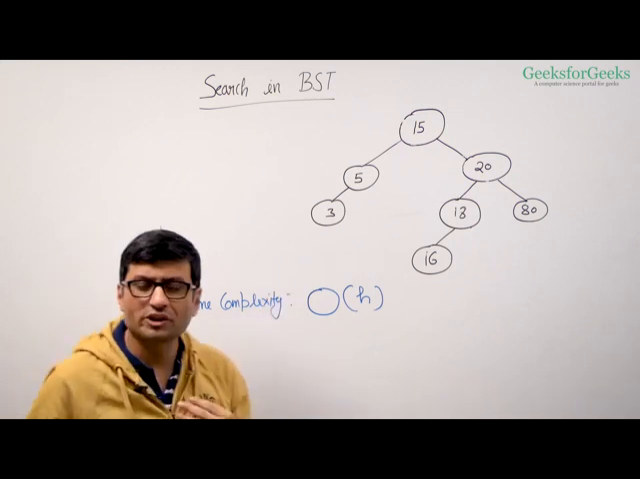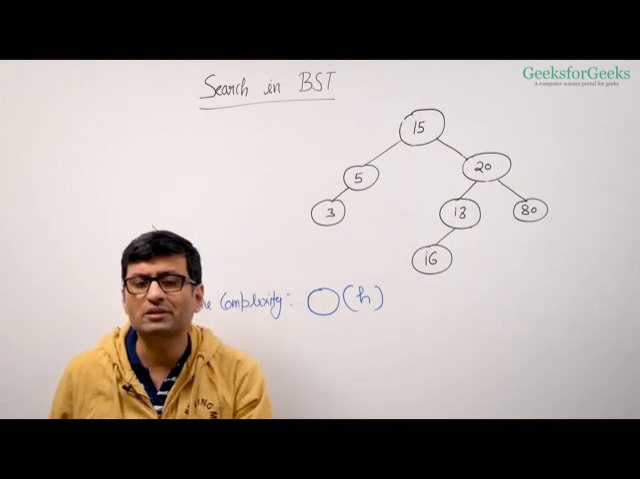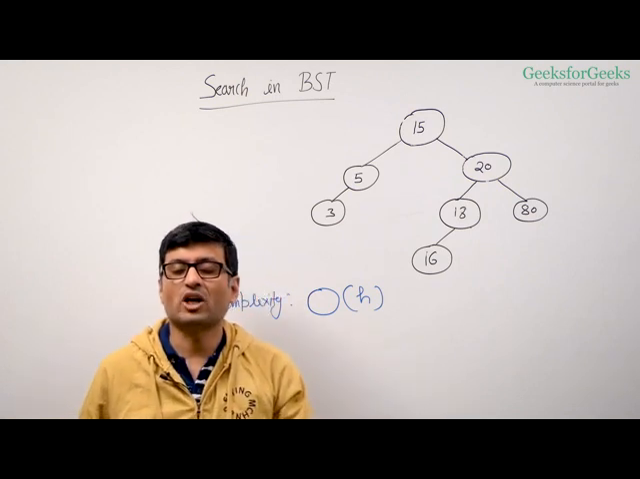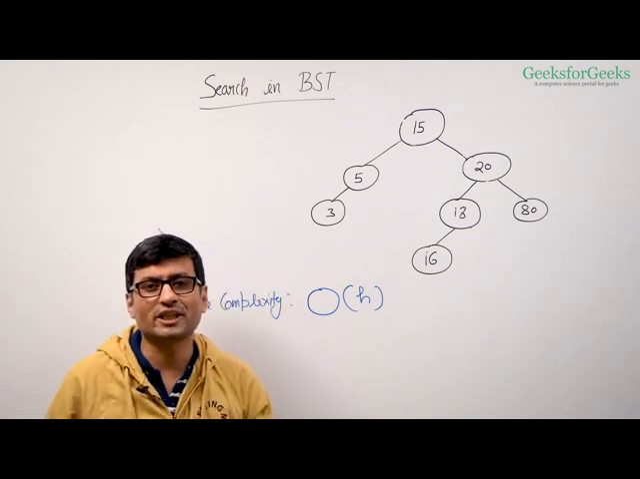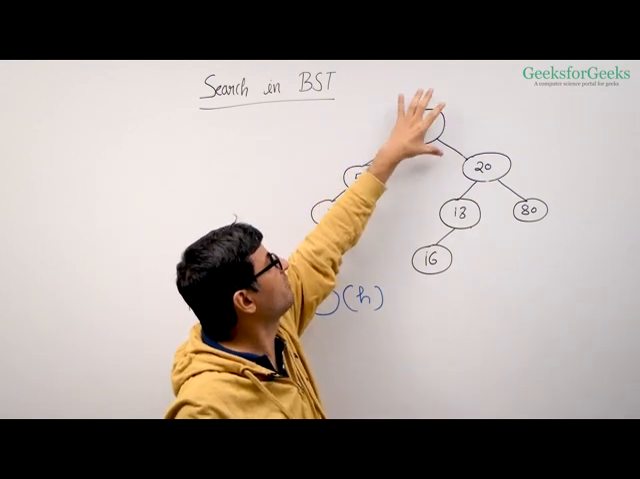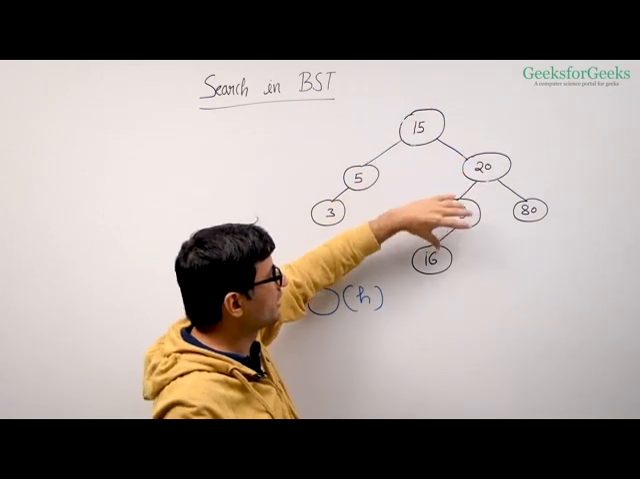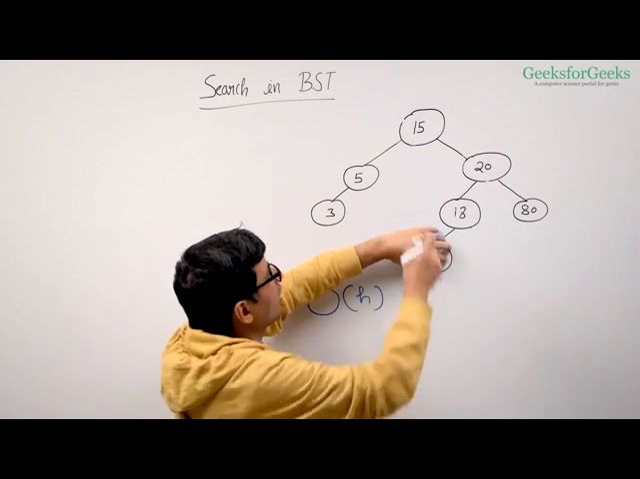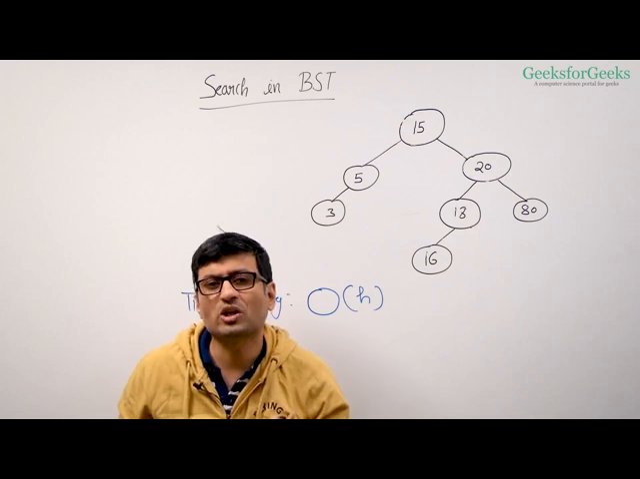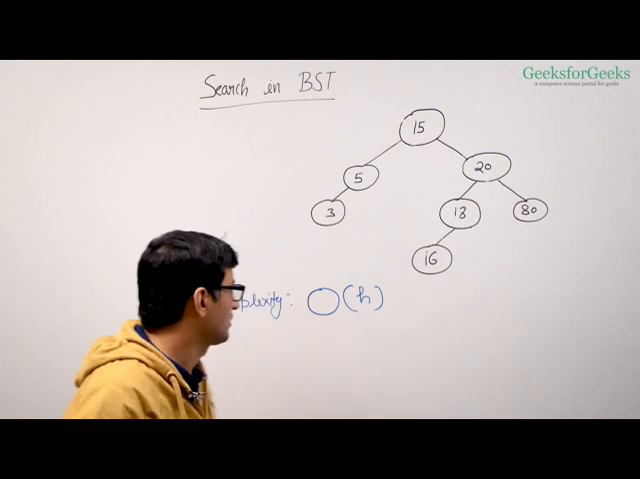Now let's talk about auxiliary space. The recursive implementation requires auxiliary space for the function call stack. And how many functions can be there in the function call stack? Let's see. Suppose you are searching for 16. This will begin and it will be there in the function call stack. It will call for the right, then it will call for the left, then for the left. So when you're here, all these functions are there in the function call stack. So the auxiliary space required by the recursive implementation is big O of h.